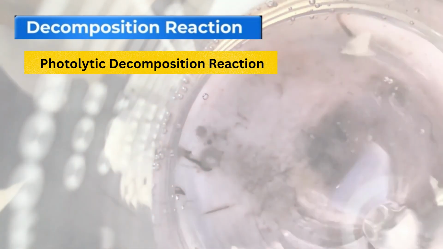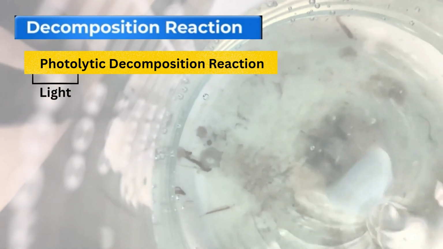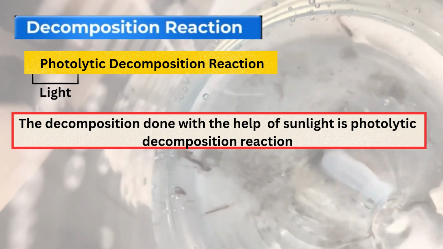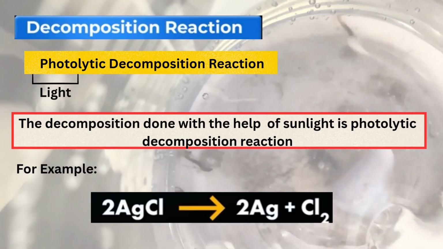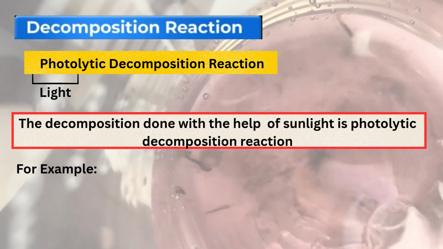Third is photolytic decomposition reaction. Photo means light. So the decomposition done with the help of sunlight is photolytic decomposition reaction. For example, when sunlight falls on silver chloride, it breaks down into silver and chlorine.